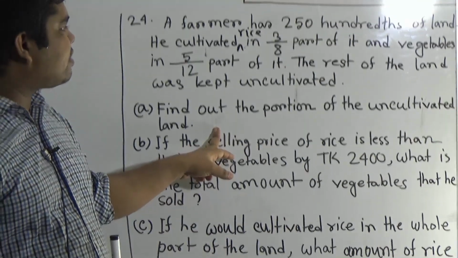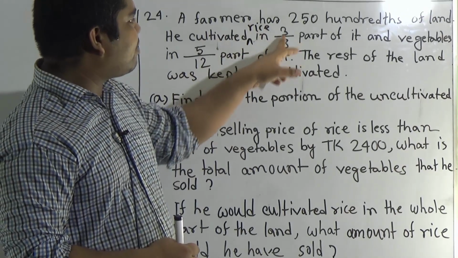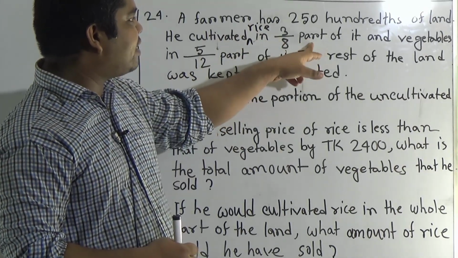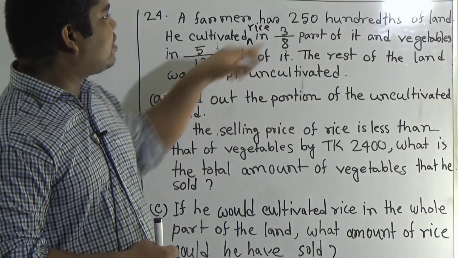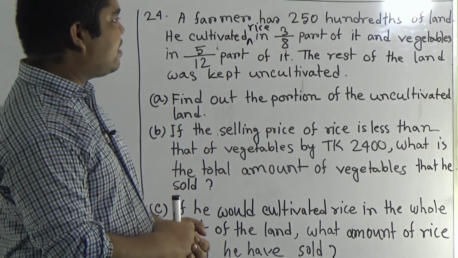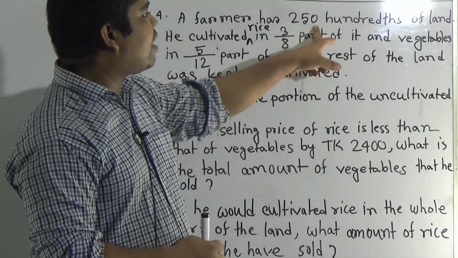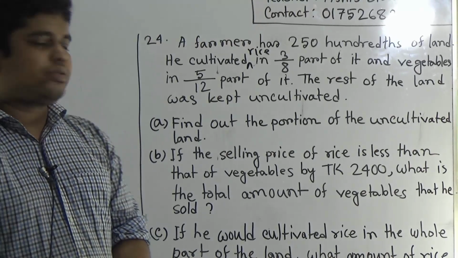I repeat it. First of all we convert the rice cultivated in 3/8 part into hundredths. After that we convert 5/12 into hundredths. Then we add these and finally we get a summation, and this summation is subtracted from 250. After that we get the uncultivated land. I hope you have understood.